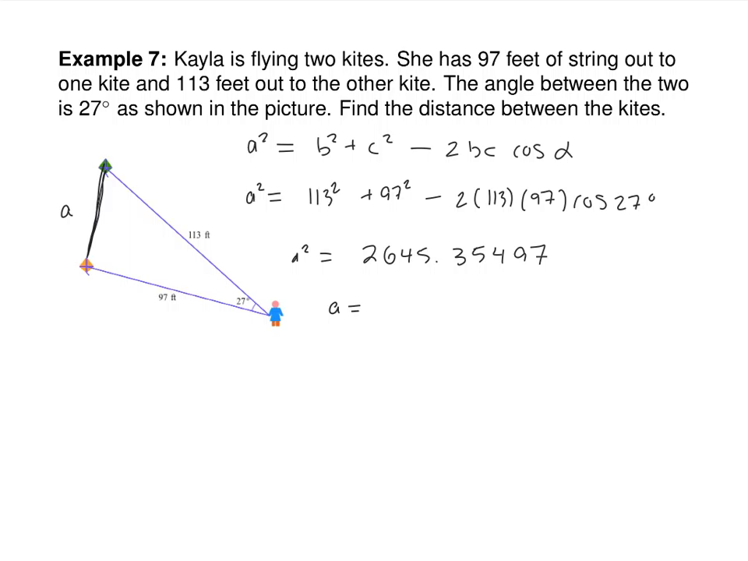You got it? Okay. And then I got 51.4 feet for the distance. And that seems plausible, right? Because you have an acute angle, so this definitely should be less length than the other two sides.